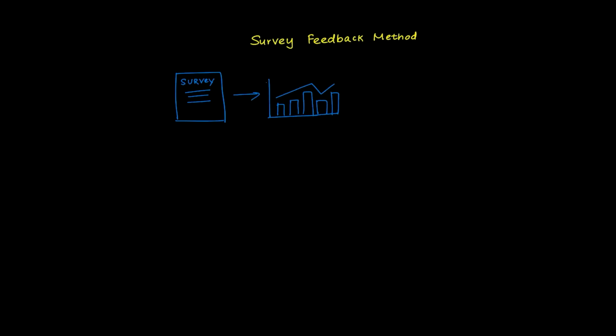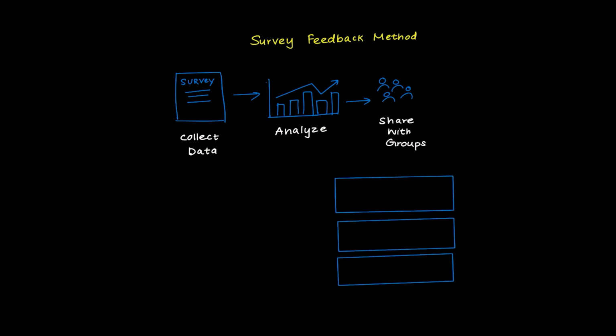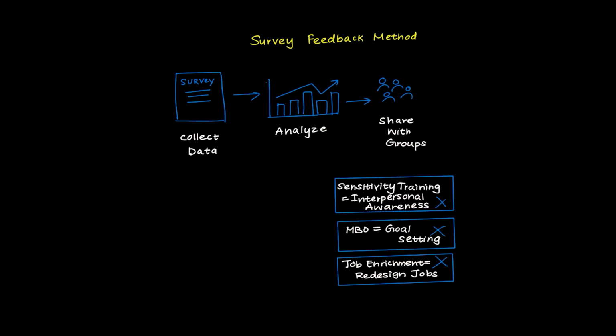Survey feedback is the OD technique where you collect data from employees through surveys, analyse the results, then share findings with work groups to drive improvement planning. The key elements are systematic data collection, analysis, and feeding results back to the organisation. Sensitivity training develops interpersonal awareness through small group experiences, no surveys involved. MBO is goal setting between managers and employees. Job enrichment redesigns individual jobs for motivation. Survey feedback is the data-driven organisational improvement technique.